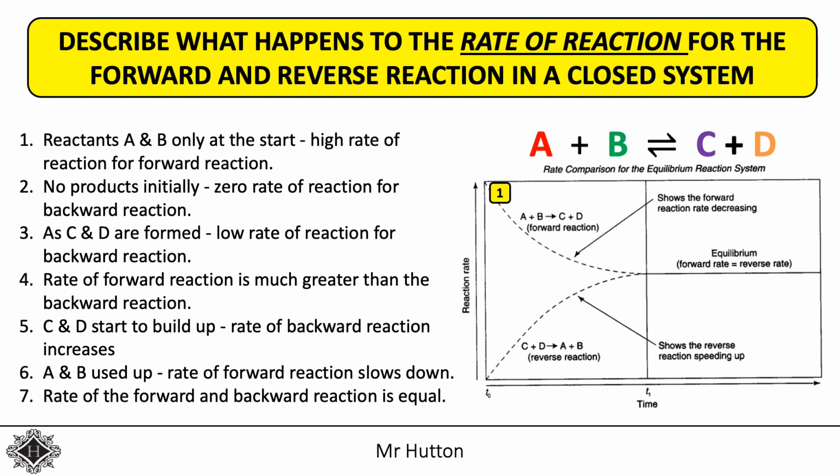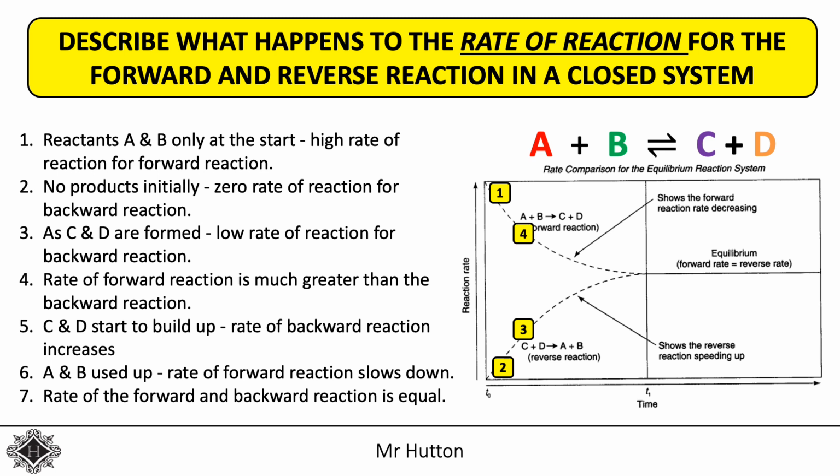So at point number 1, this is when we've just got A and B at the start, so the rate of reaction for A and B is very high. That's why the line starts up there. Number 2, there is no C and D at the moment, so there's 0 rate of reaction for our backward reaction there. As C and D start to form, we begin to get a low rate of reaction for that backward reaction. We're getting some C and D, so they can then react together to form A and B again.